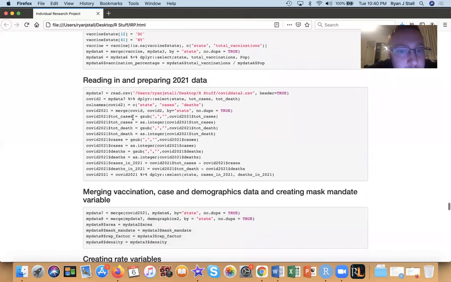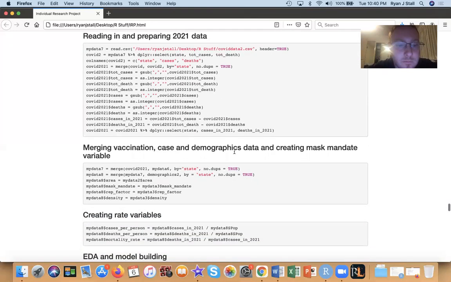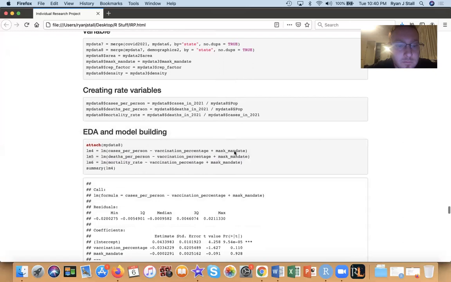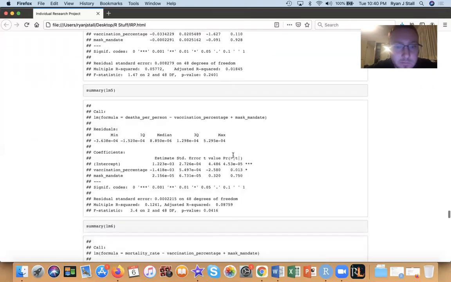For the rest of this project, I chose to focus strictly on the variables that are directly related to COVID, those being vaccination and mask mandates. Linear modeling indicated that vaccination lowers the COVID infection rate with 89% confidence, lowers the COVID death rate with 98% confidence, and lowers the COVID mortality rate with 93% confidence.